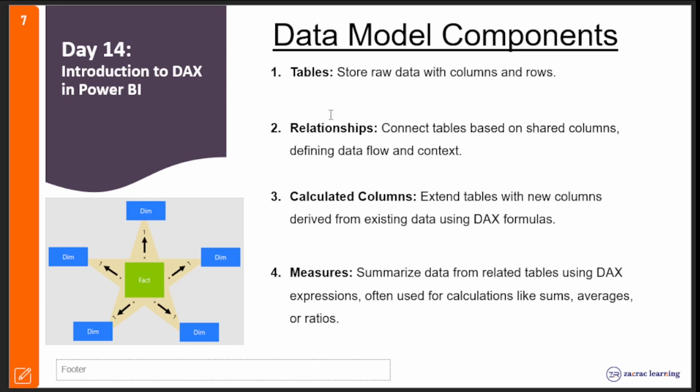The data model is just the relationship between tables. The relationship can have different cardinalities: one to many, one to one, many to many. But it's always advisable to have a one-to-many relationship in your data model.